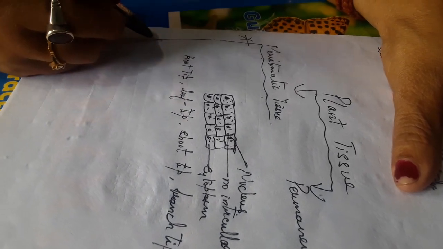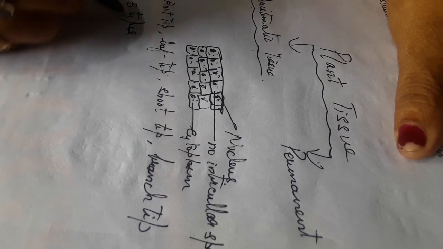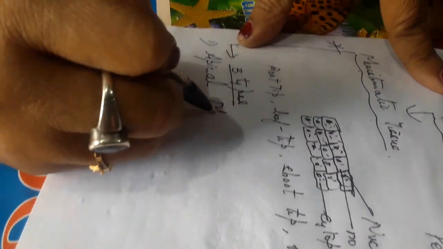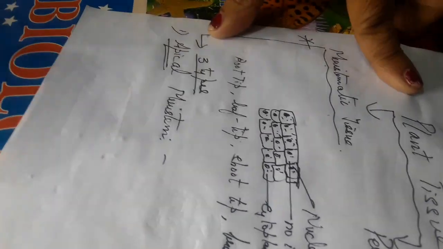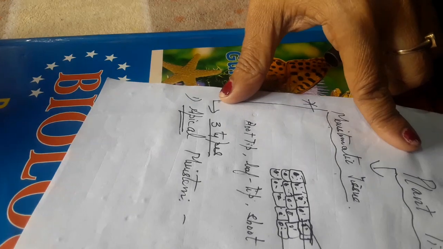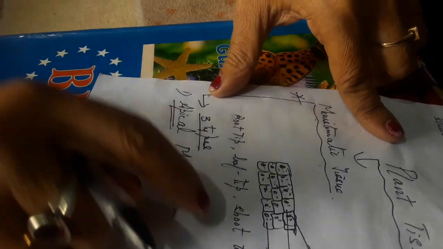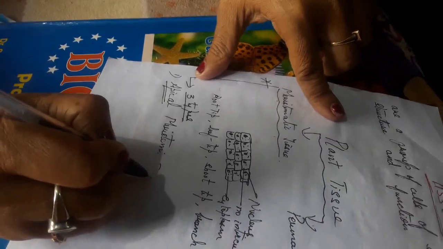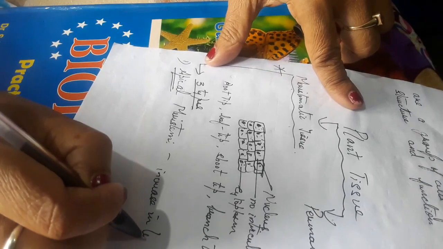Meristematic tissue can be grouped into three types. First one is apical meristem. From the name itself, apical meristem means present at the tip of the plant parts, that is the root tip, leaf tip and shoot tip. They are responsible for increase in length of the plant. That is the main function.